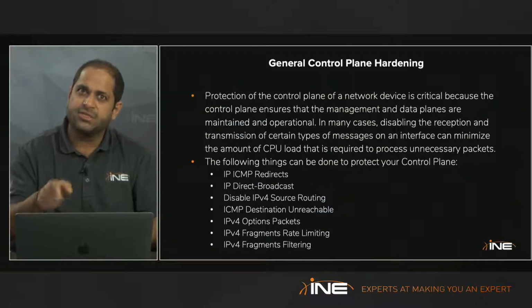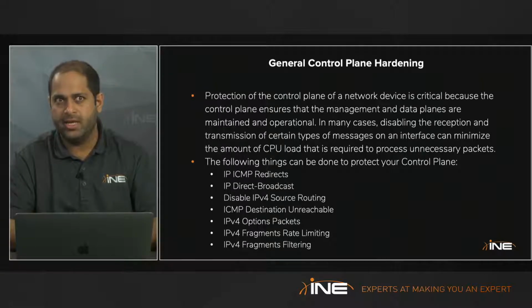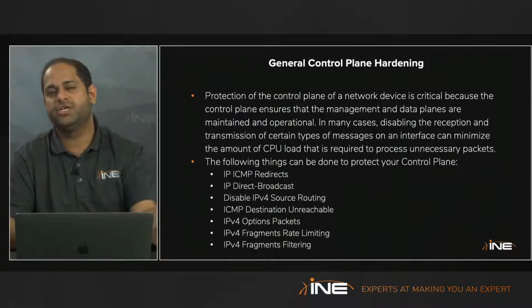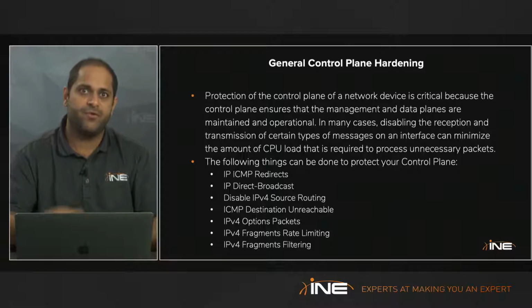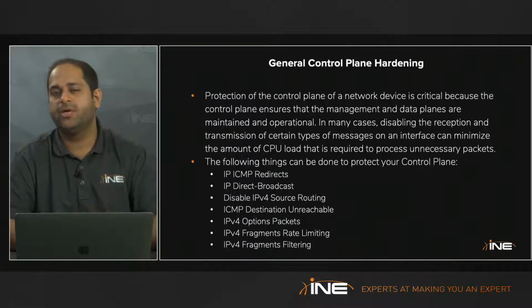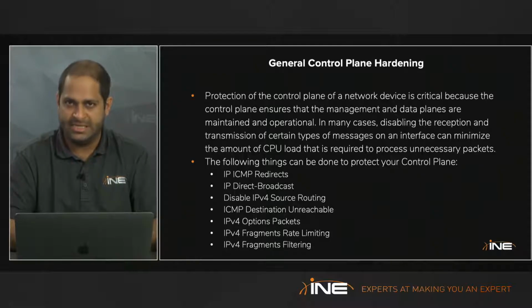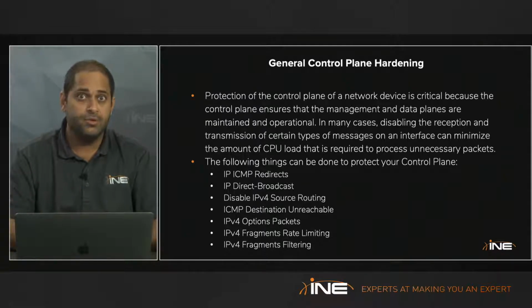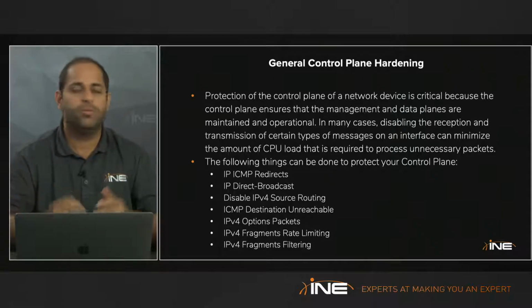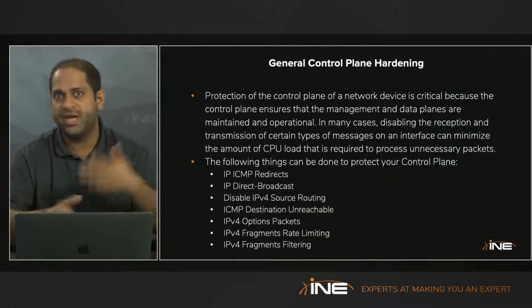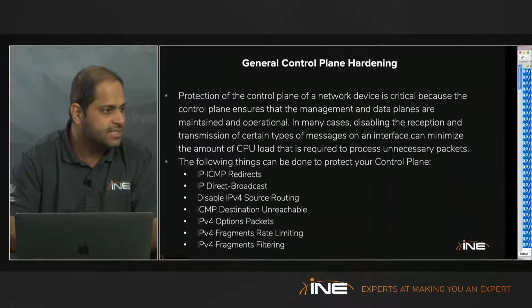So in that case, to protect your control plane, what you could do is limit the amount of unreachable messages being sent from your router. By default, it sends one unreachable message every 500 milliseconds. You can control that. You can define, okay, send one every 1000 milliseconds. You can change that value. Let's in fact see that.